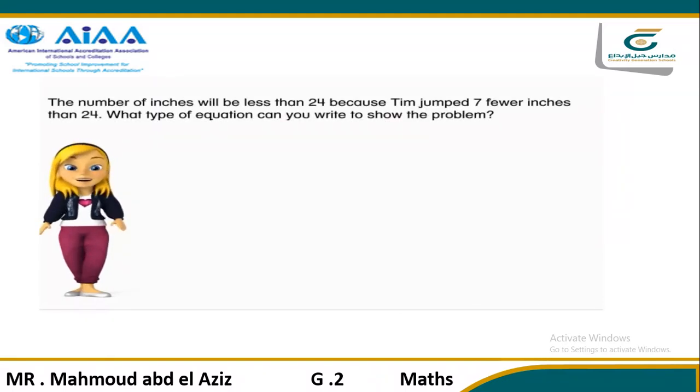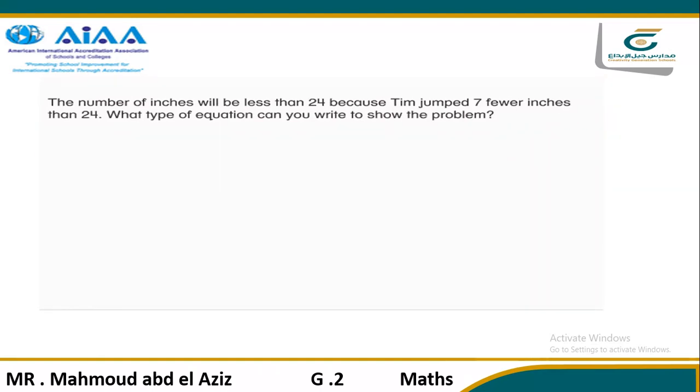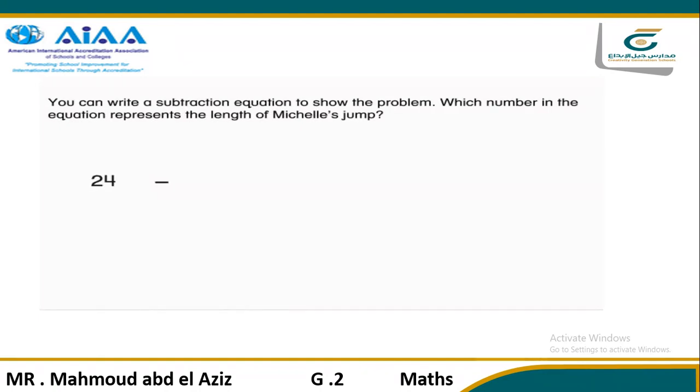The number of inches will be less than 24 because Tim jumped 7 fewer inches than 24. What type of equation can you write to show the problem? You can write a subtraction equation to show the problem. Which number in the equation represents the length of Michelle's jump? Select your answer.